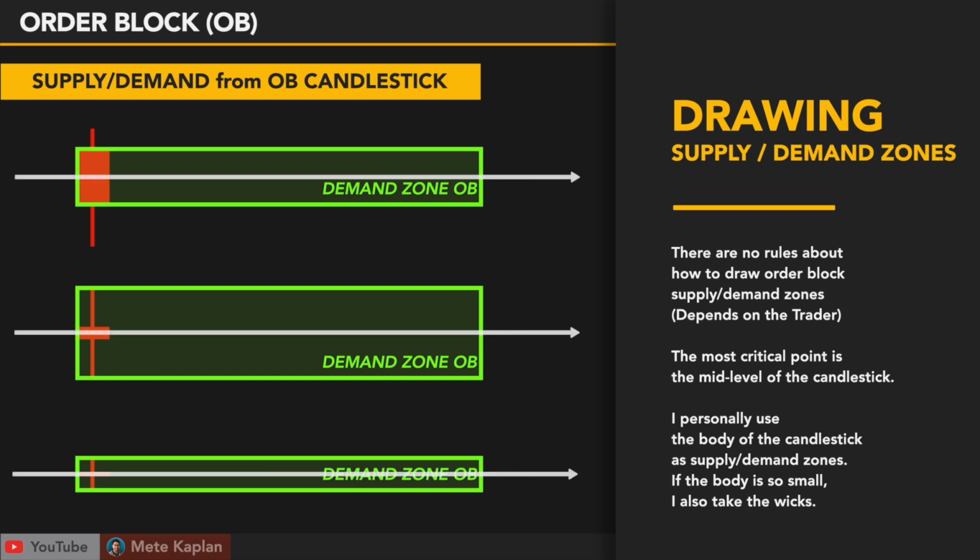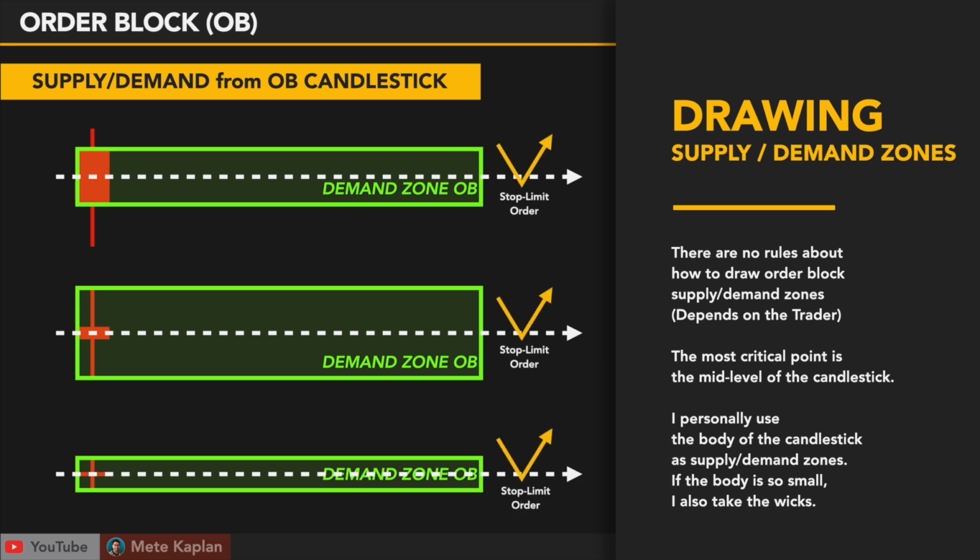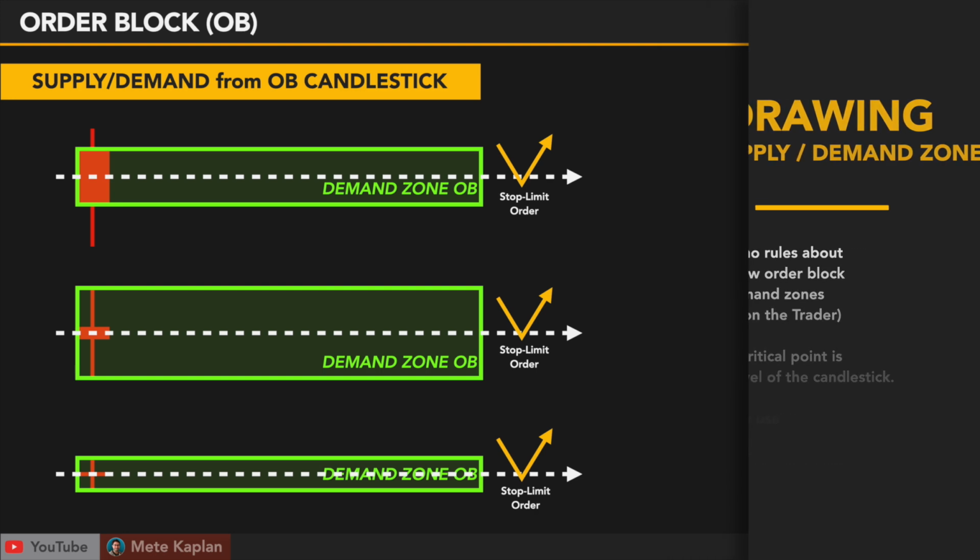The most important part of order blocks is the middle point. This is where pro traders place their stop limit orders for sniper entries. This is a risky way of trading, however, the reward is really high.